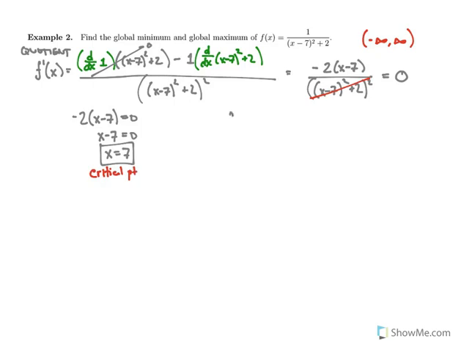Let's also think about when the derivative does not exist. This is going to be nowhere because x minus 7 squared plus 2 is always positive. There's going to be no 0 in the denominator. So we only have one critical point to look at.